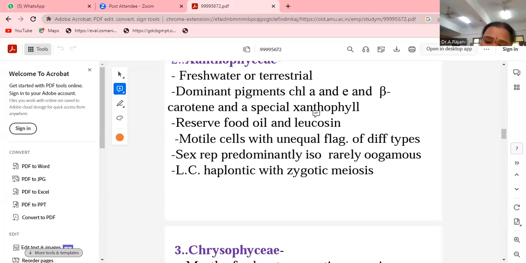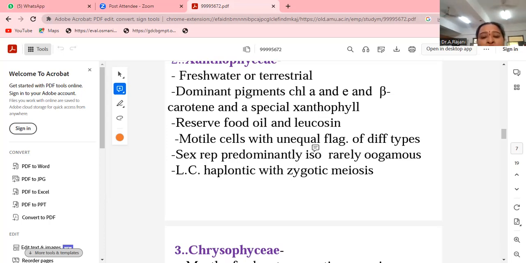Coming to the flagella, learn these three by heart for each and every class. Okay, students? Freshwater, terrestrial water, and sexual reproduction are very common. But from the examination point of view, the questions asked are on pigmentation, types of reserve food material, and types of flagella. That is the most important. Here, the reserve food material is called oils, and leucosin is the second reserve food material.